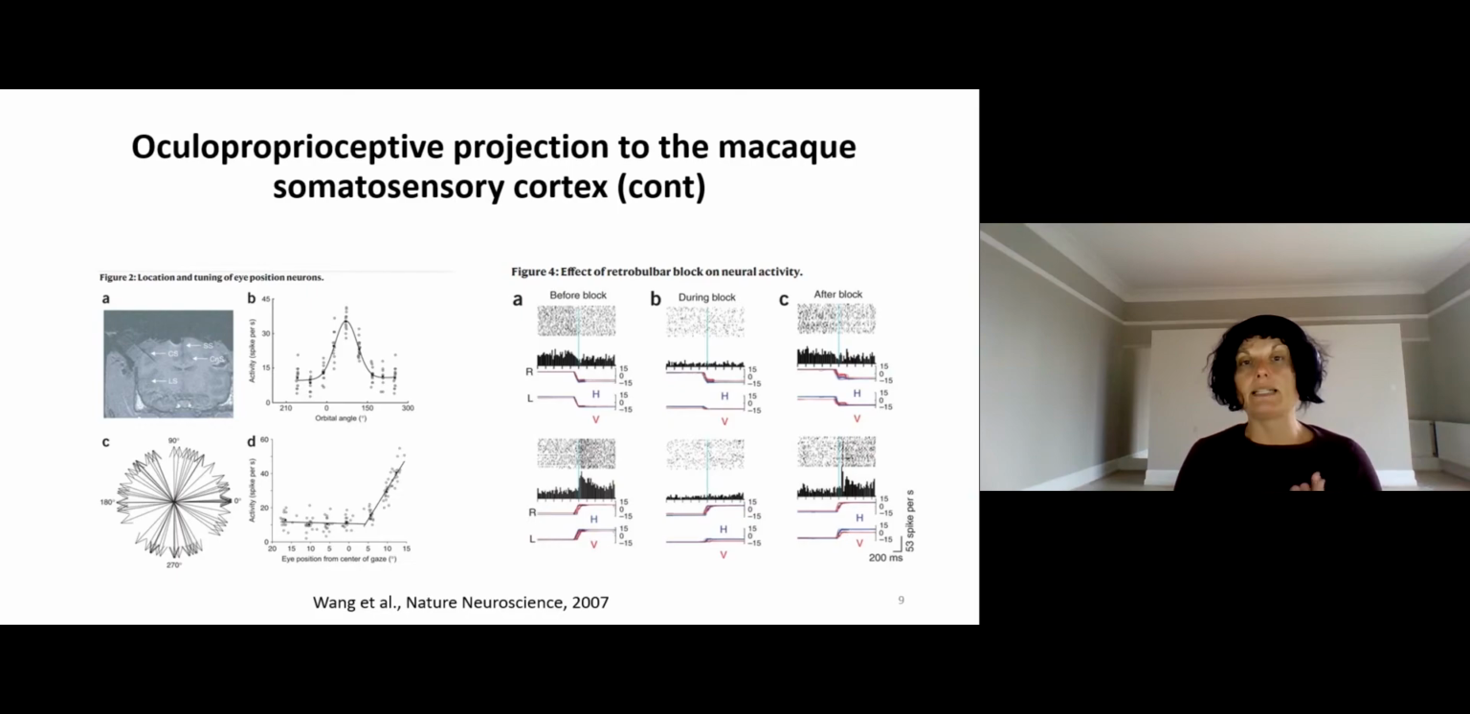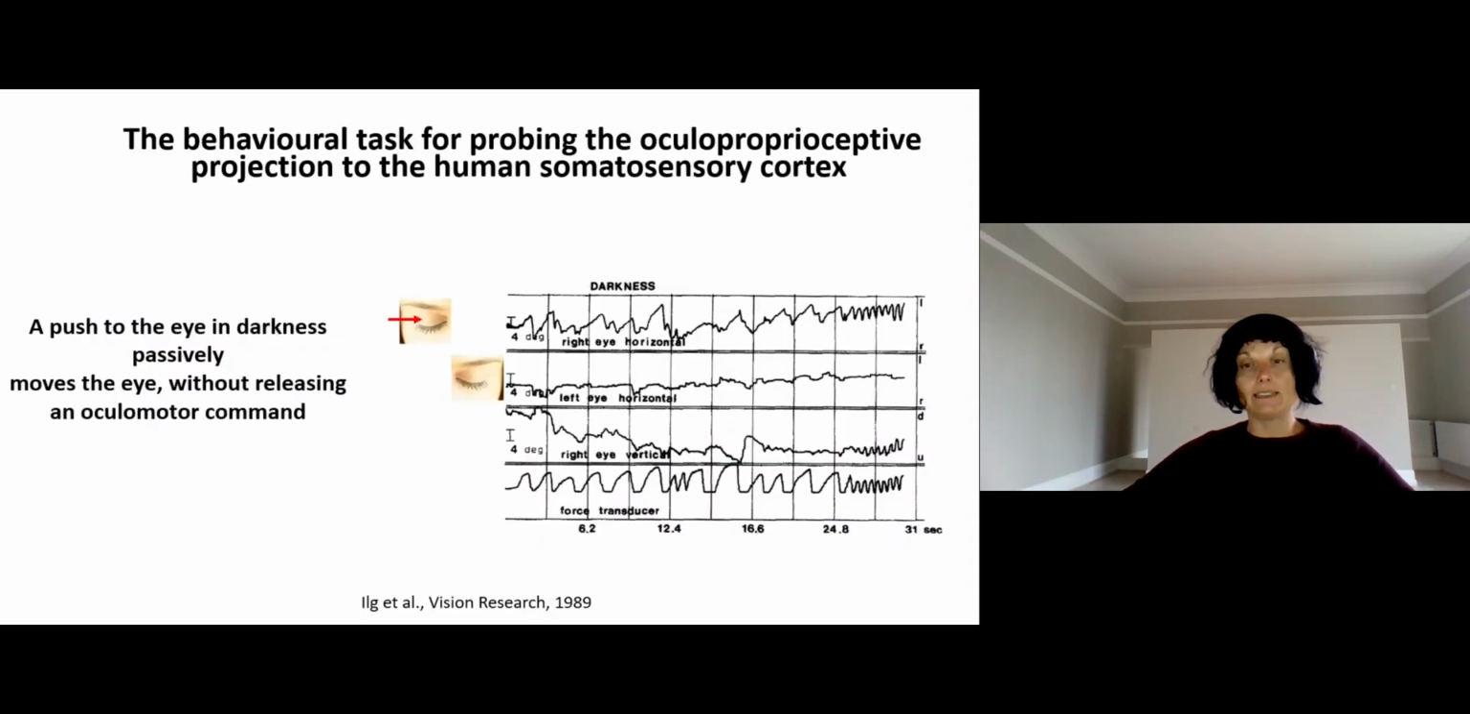This demonstrates that the macaque somatosensory cortex receives a projection from the extraocular muscles, and then this projection is proprioceptive. How about humans? Could we find evidence for an oculoproprioceptive projection in the human brain? And for that, colleagues and I conducted an fMRI study.